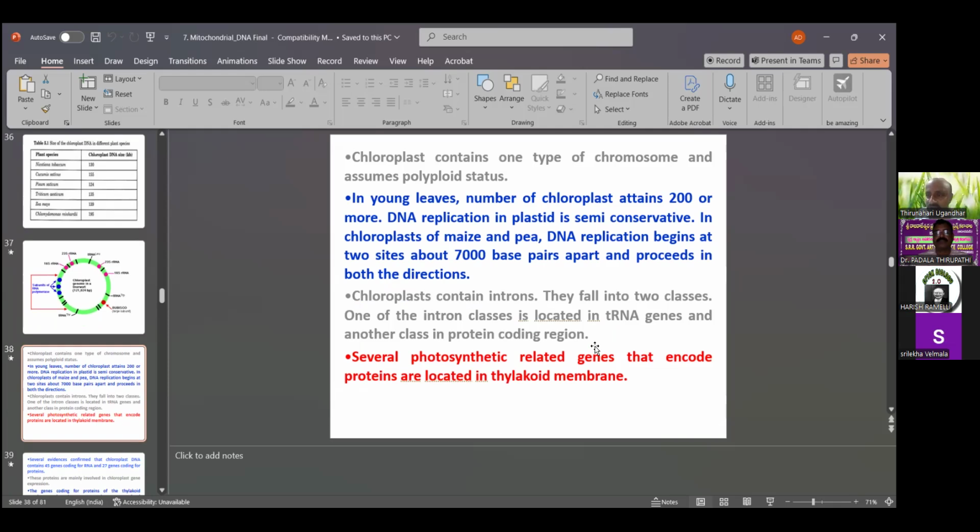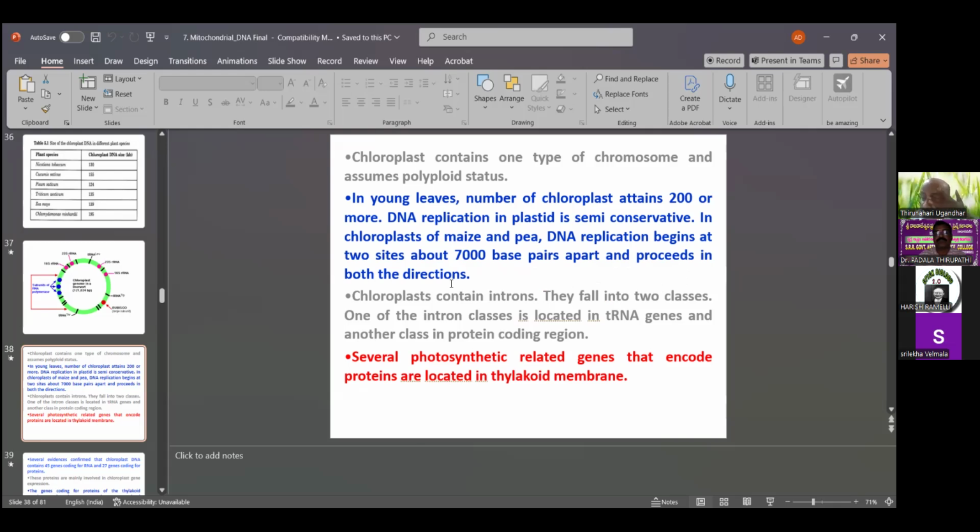In the semi-conservative process, the nuclear genome, also called the plastid genome or chloroplast genome, and the mitochondrial genome are all replicated by a semi-conservative process. In the chloroplast of maize and pea, DNA replication begins at two sites about 7,000 base pairs apart, and proceeds in both directions.